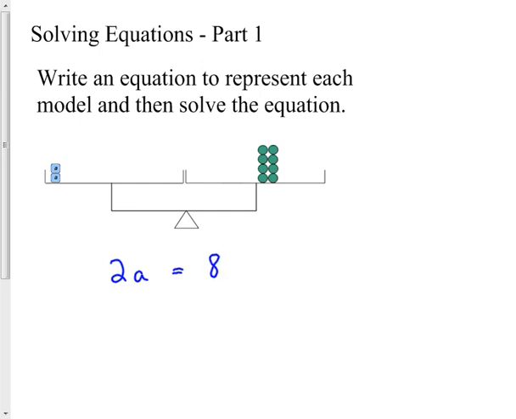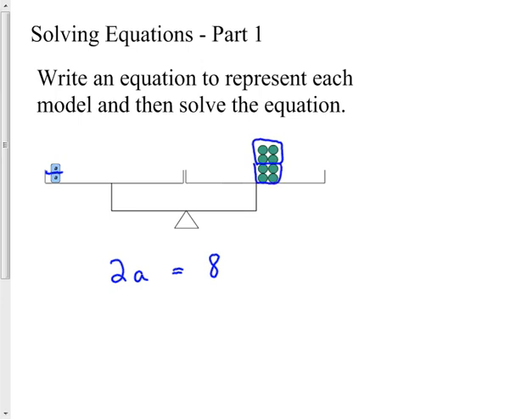Now I don't want to know what 2 times a is, I want to know what 1a is. So to figure out what 1a is, I'm going to divide both of these groups into 2. So I'm going to divide this into 2 and divide this into 2. And if I do that, you'll notice that each group is equal to 4.